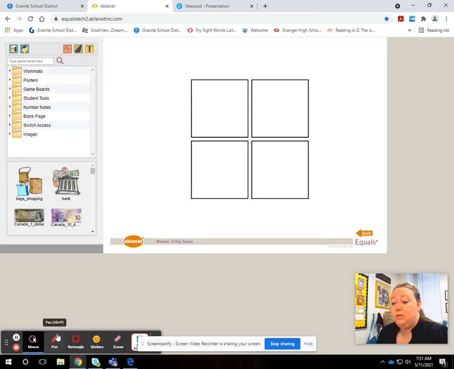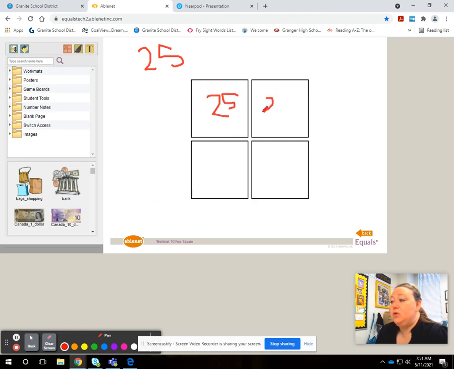And so, let's see, I want to bring up this one. So a quarter is worth 25 cents, okay? And so if I put a quarter here, that's 25. If I put another quarter right here, that's another 25. I put another quarter right here, another 25. And lastly, we have another quarter right here, another 25, okay?